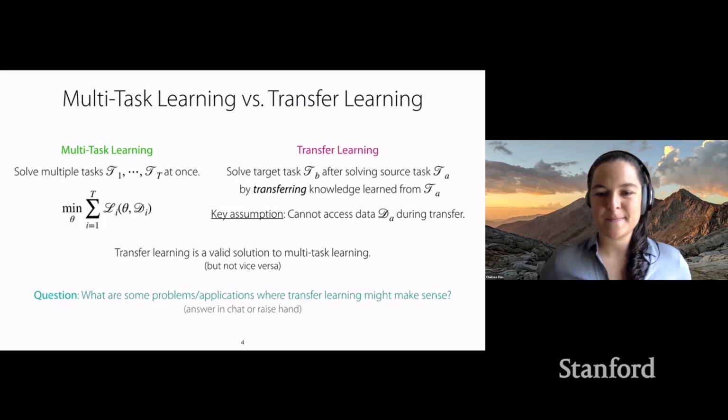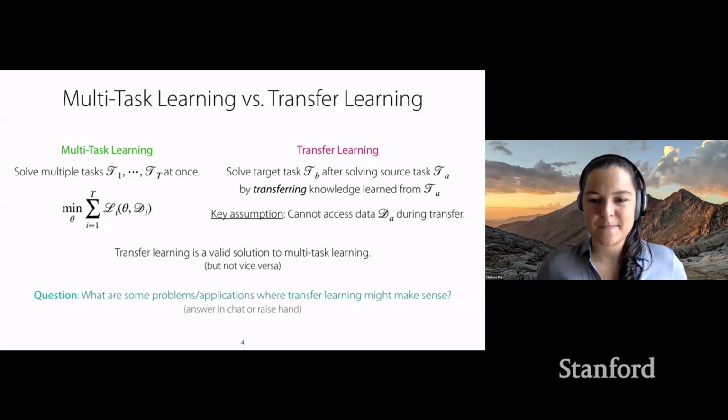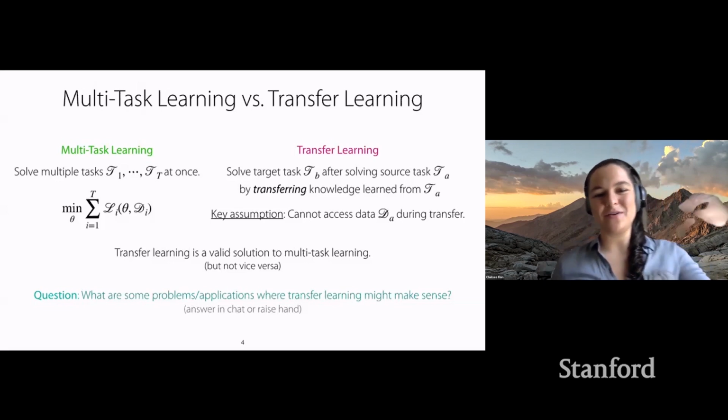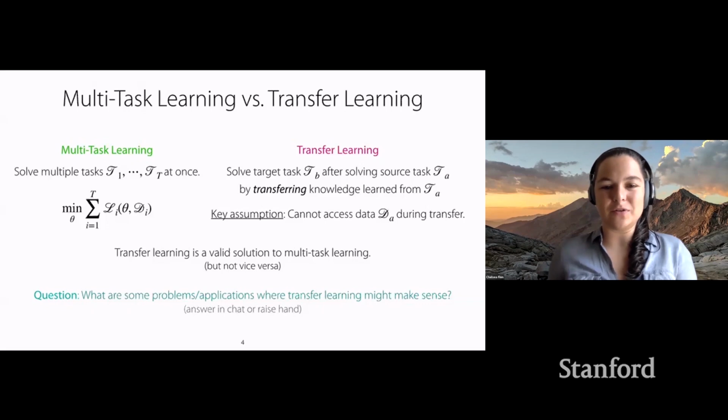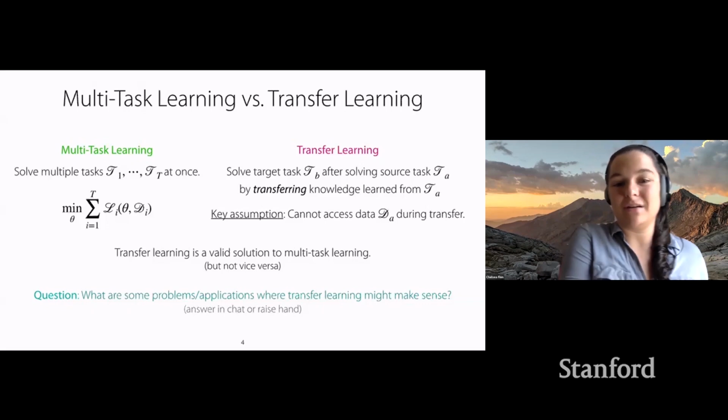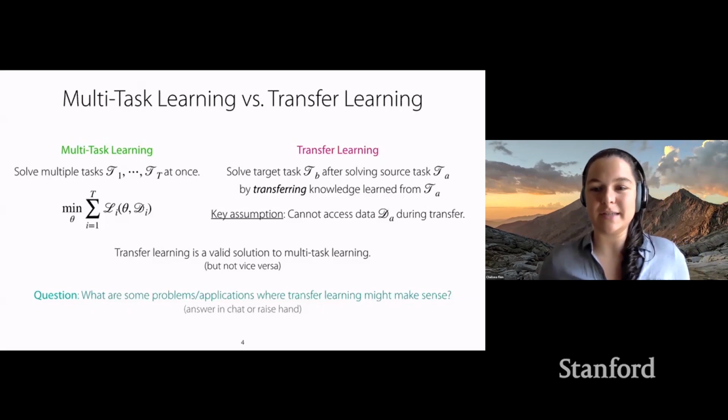Training a robot to follow instructions in one house and then getting it to follow instructions in another house. Yeah, that's a good example. So maybe a robot has learned to do one task in one house, and now you want to transfer what it's learned towards a new task, but you don't want to have to retrain it on that previous house. You just want it to do well in the next house.